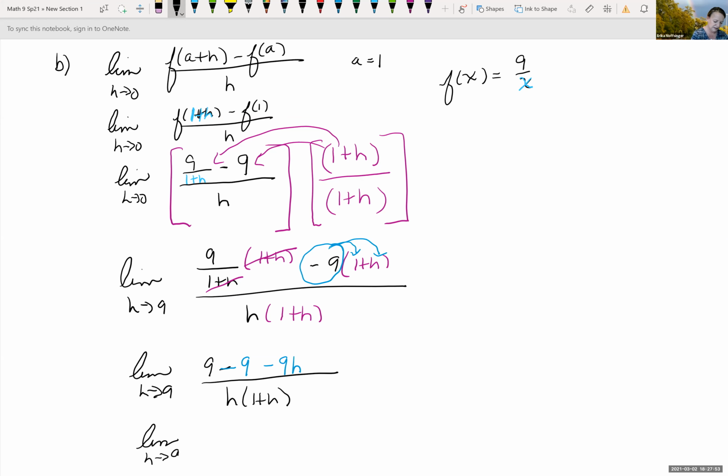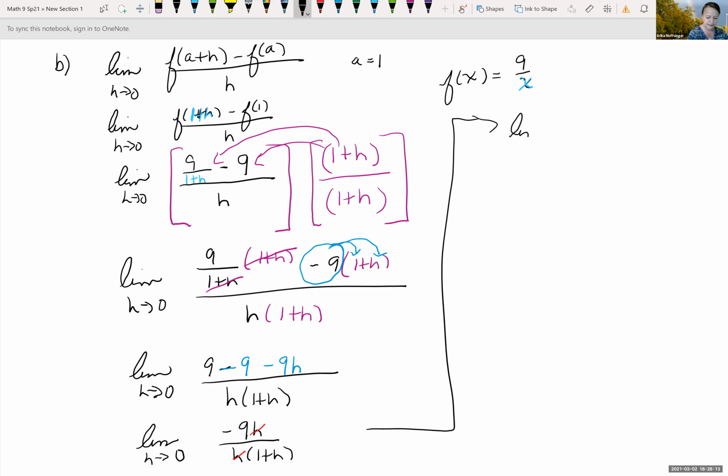Oops. This should have been h equals 0. Somehow it turned into a 9. And so we have negative 9h all over h times 1 plus h. So notice we have those h's cancel. And so now we can take the limit. When we go in and plug in 0 wherever we see an h, it's not going to give us an indeterminate form.